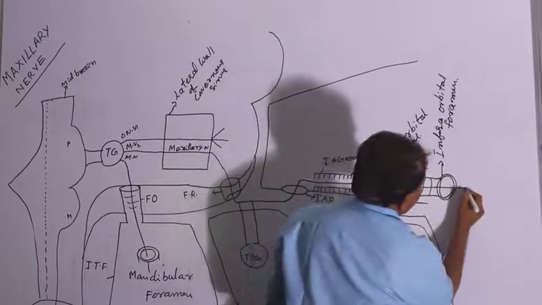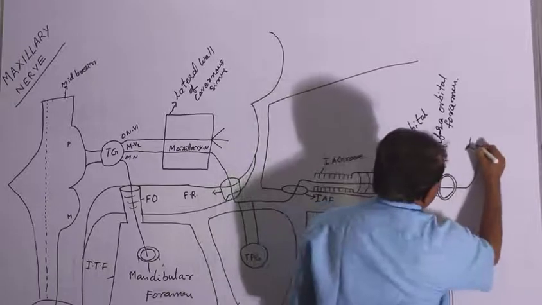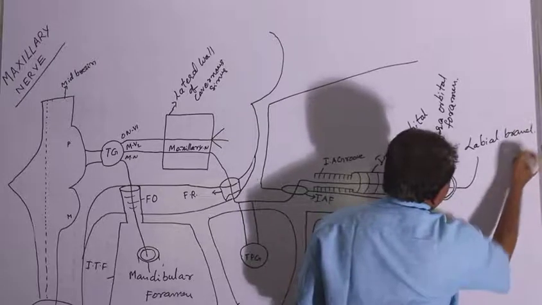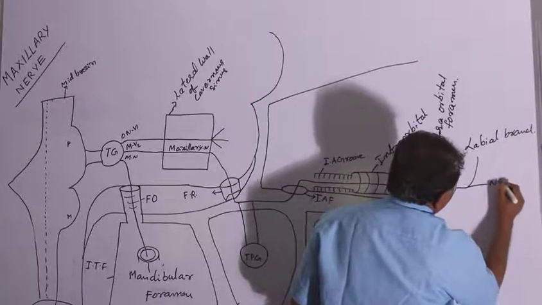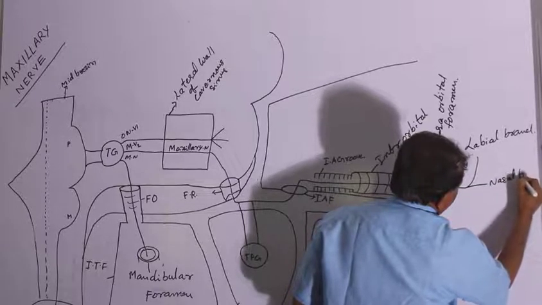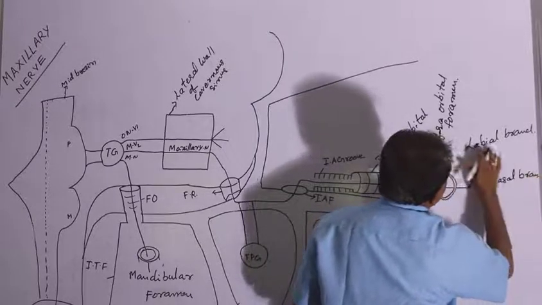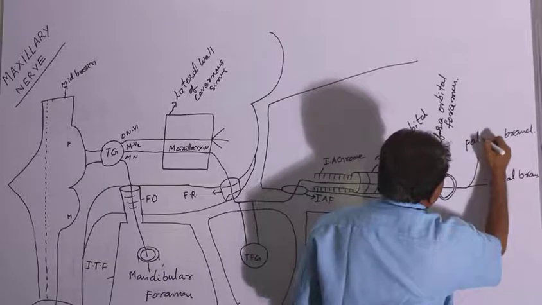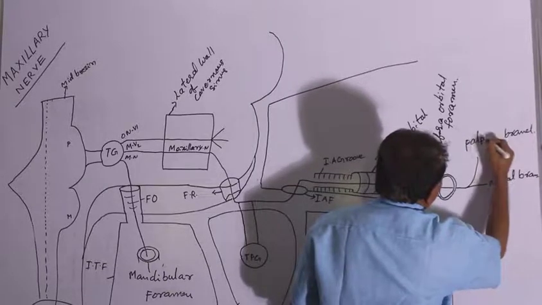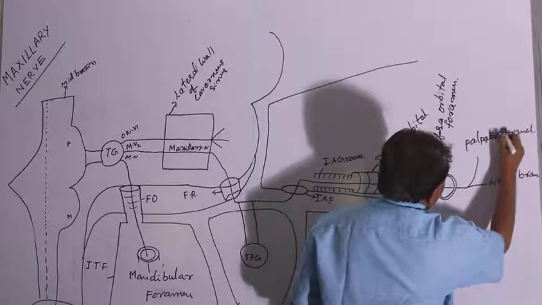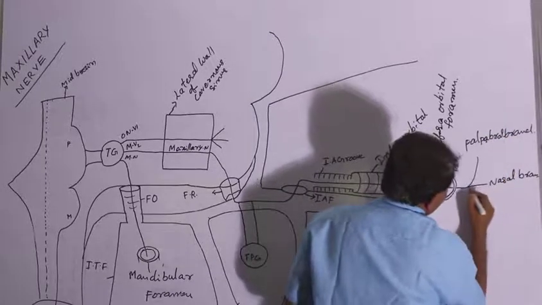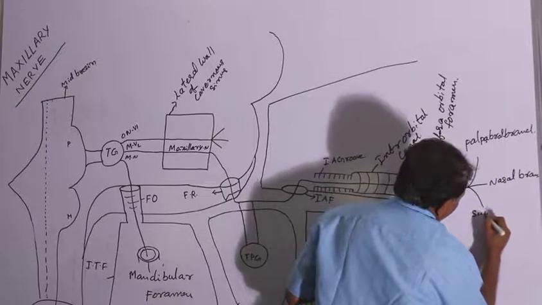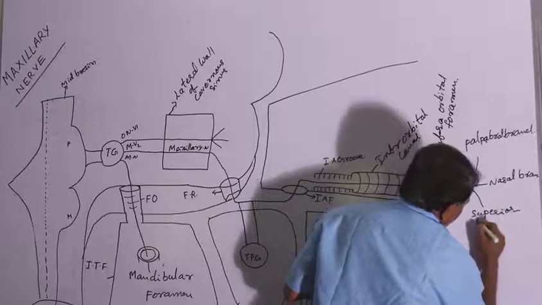Then it gives the three branches. This is a labial branch, and this one is called the nasal branch. This is a palpebral branch. This one is a nasal branch. This one is a superior labial branch.